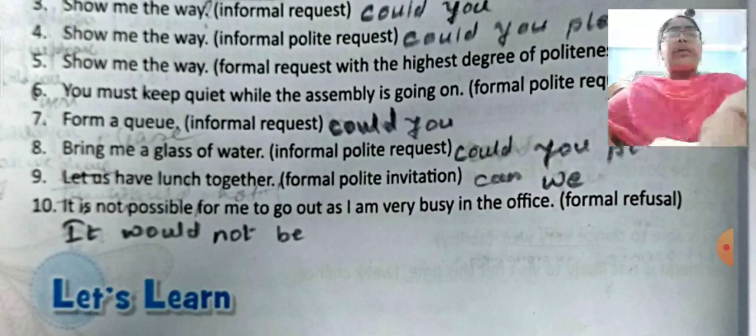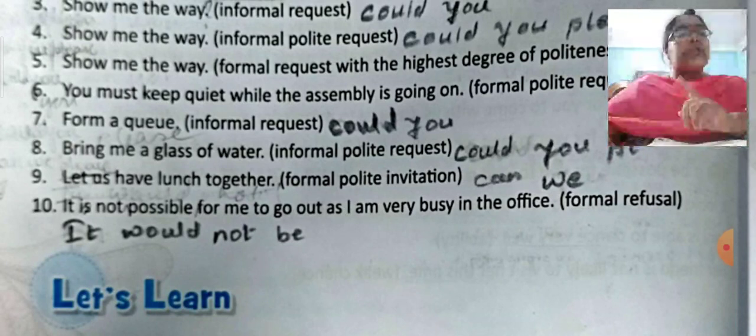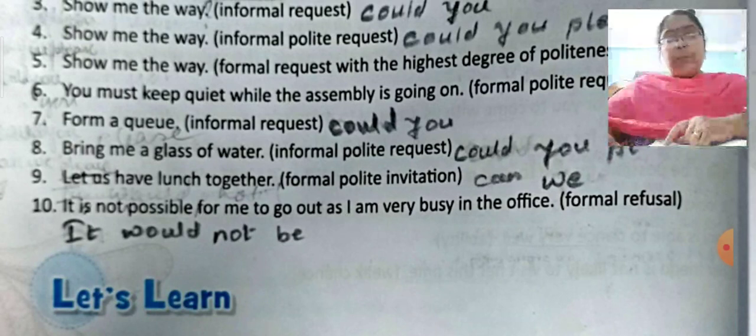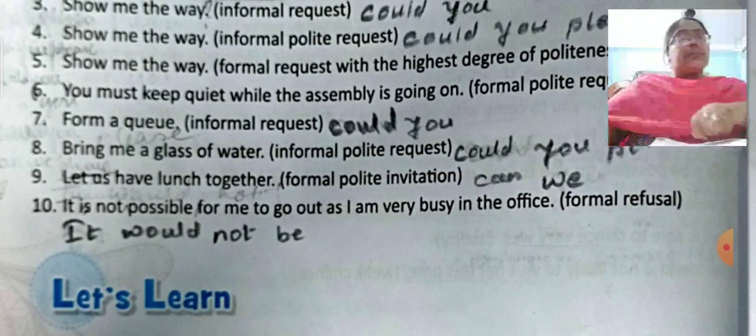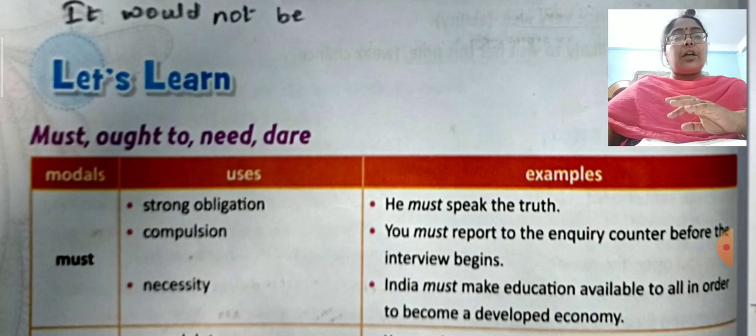Okay. I could not show you all here. I am just telling you all. You will be writing one sorry there. Sorry, it would not be possible for me to go out as I am very busy in the office. Okay. So this much now.